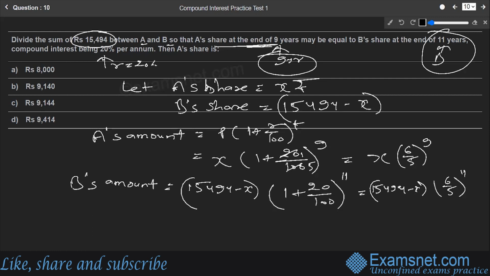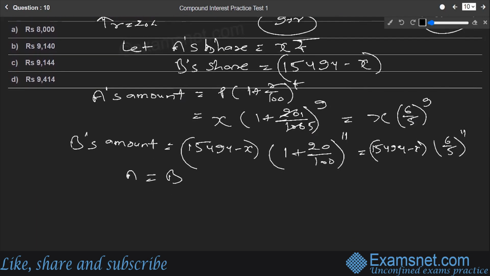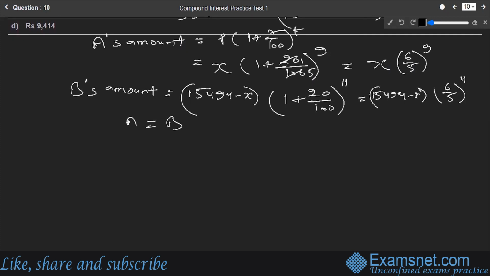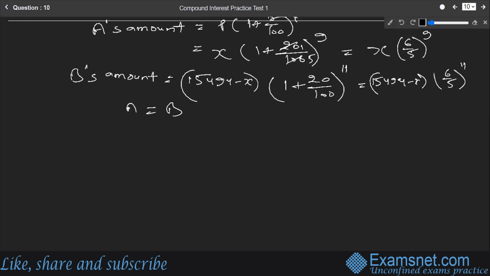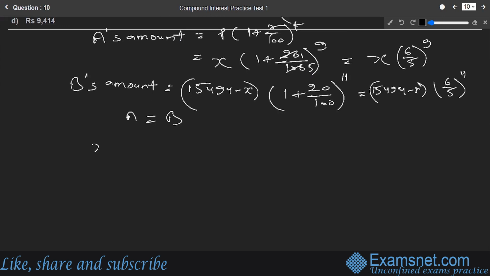Now, they say if you do this, then A's amount is equal to B's amount. If you calculate both the amounts, for A it is 9 years and for B it is 11 years, then A's amount and B's amount will be equal. So let us equate A's amount and B's amount. On the left hand side will be A's amount, that is X into 6 by 5 to the power 9, equal to 15,494 minus X into 6 by 5 to the power 11, because that is B's amount.